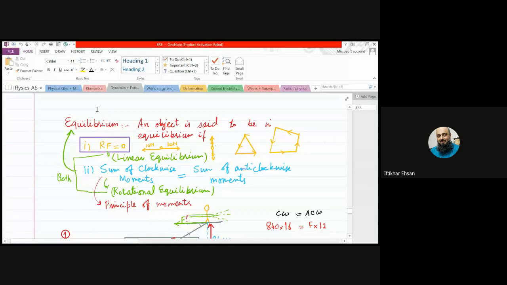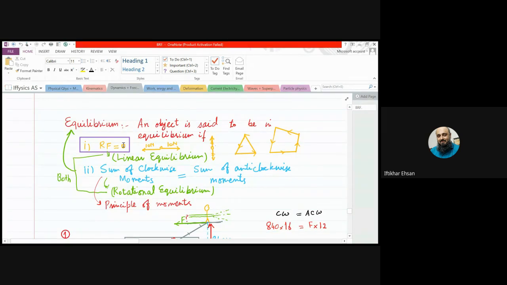Today we are going to discuss the second last point, that is equilibrium. Equilibrium we have done in O level. There are two conditions for equilibrium. An object is said to be in equilibrium if, condition number one, the resultant force acting on it is zero, meaning balanced forces are acting.